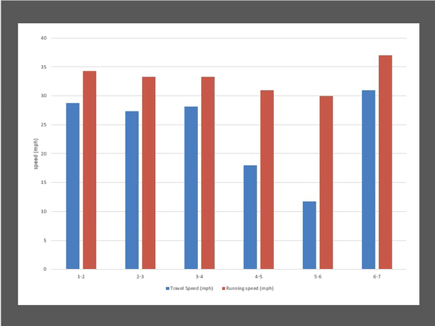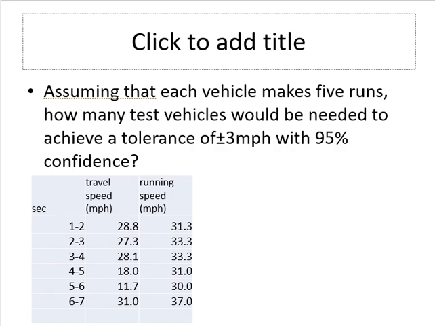The same thing is shown here by travel speed and running speed. So you can look at their difference, the difference between the travel speed and the running speed. If you look at section 5 to 6, the difference between the two values is the largest. So that shows the problem with this section.